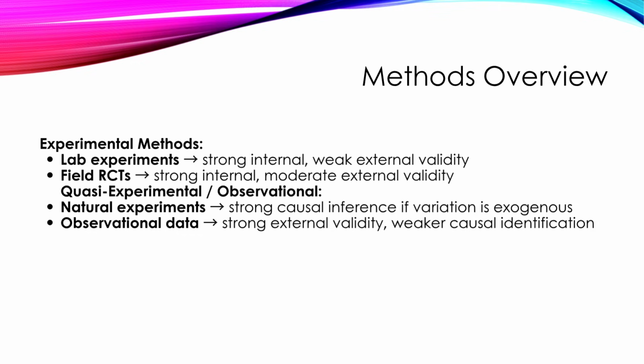And then we have natural experiments. These leverage exogenous or external events, for example policy changes, errors, etc., to create treatment or control groups. These have potentially strong internal validity if variation is truly random, and strong external validity due to real-world context.